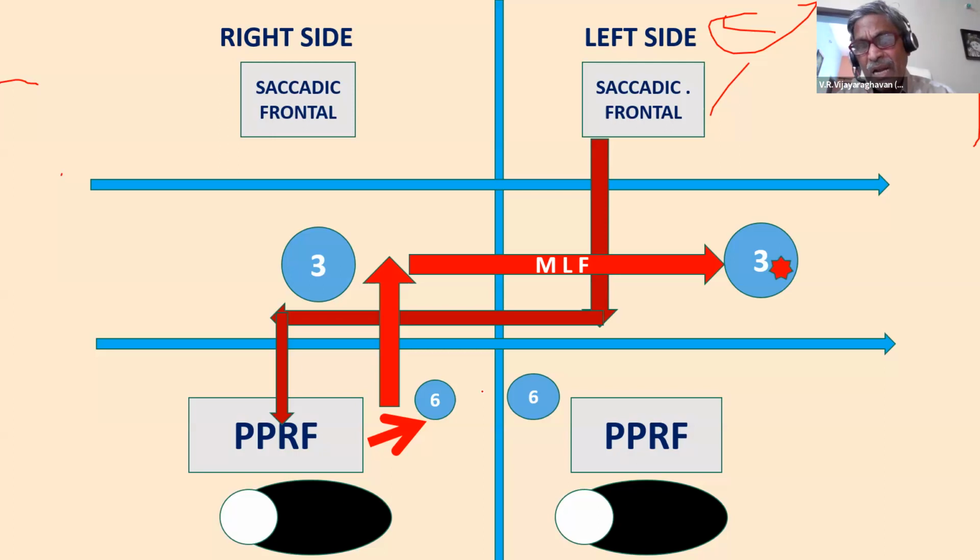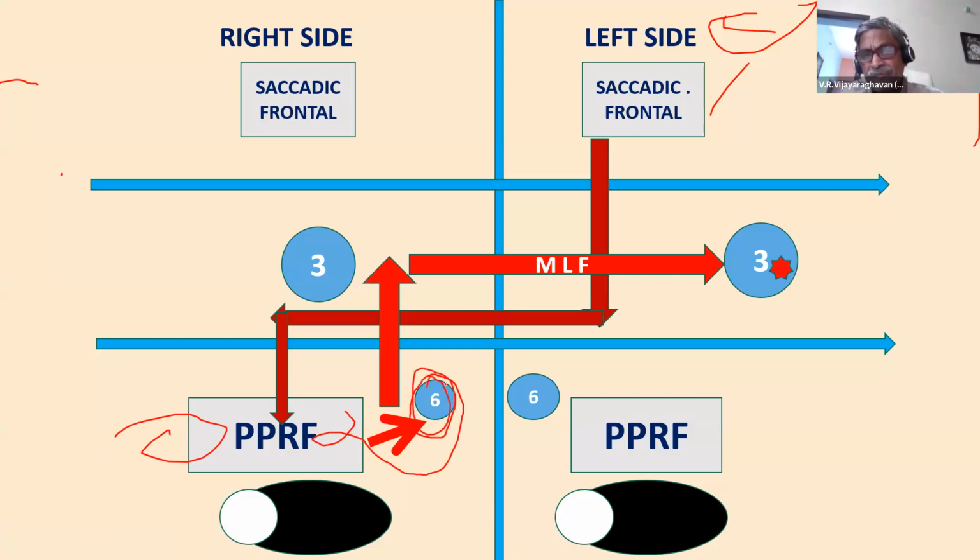Then it enters your right pons, where the paramedian pontine reticular formation, the gaze center, is stimulated. When the right PPRF is stimulated, what does it mean? The eyes have to go towards the right side. From the right PPRF, the impulse goes to my 6th nerve, and from the 6th nerve, you see the impulse goes to my left 3rd nerve. These are called the medial longitudinal bundle.